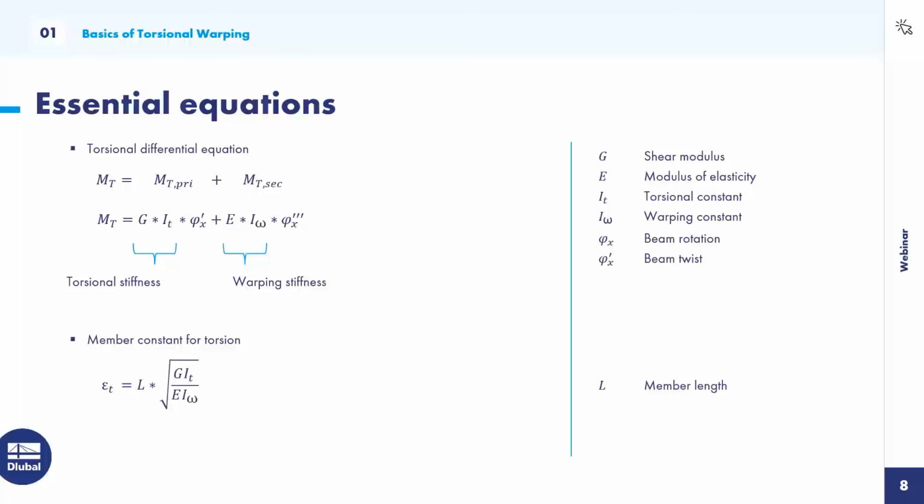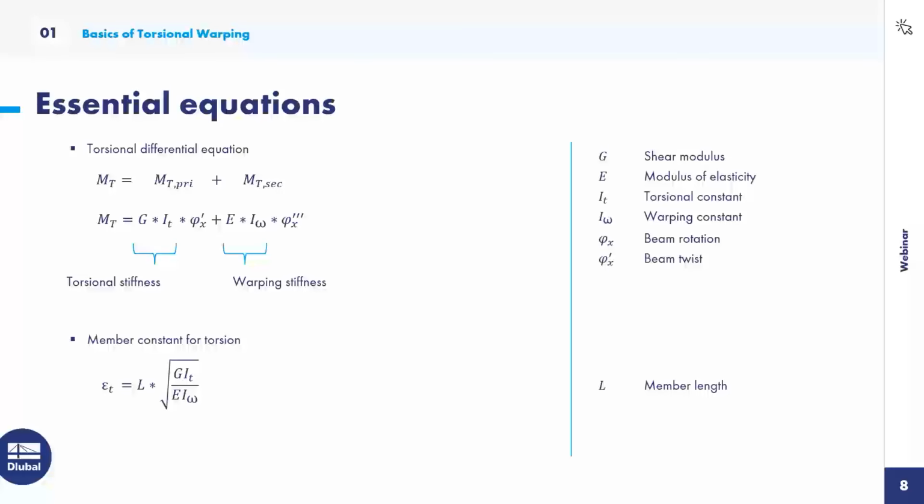A quick assessment of this torsional differential equation helps in this respect, because we can directly see that the primary torsional moment is related to the torsional stiffness, while the secondary torsional moment is connected with the warping stiffness. Both parameters are constants for a given section and material, so the relative magnitudes of primary and secondary torsion should be largely dependent on the section choice.